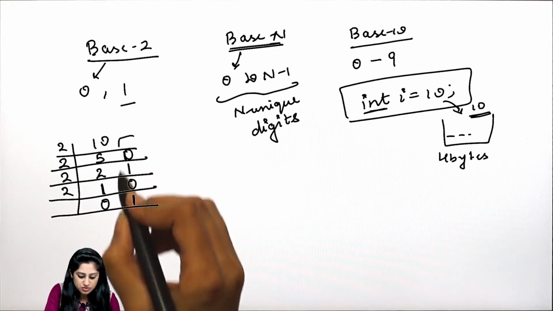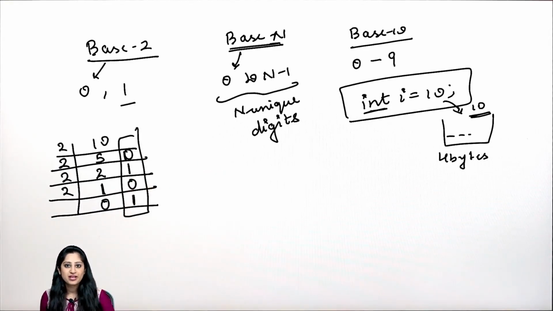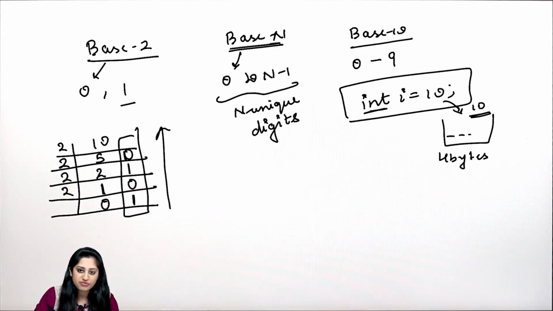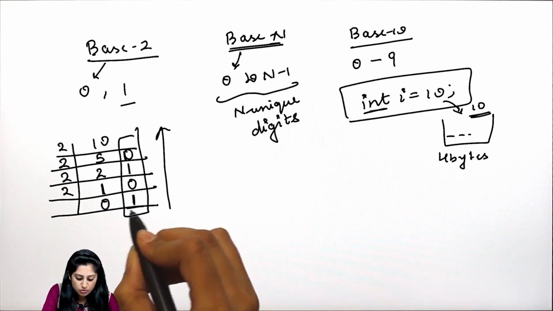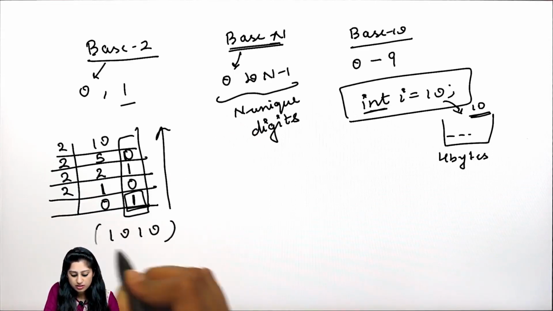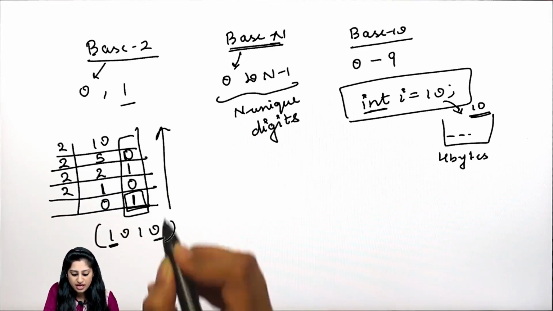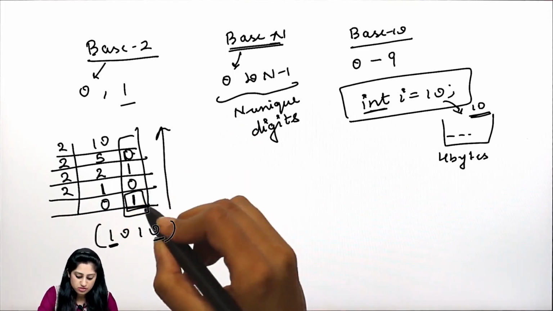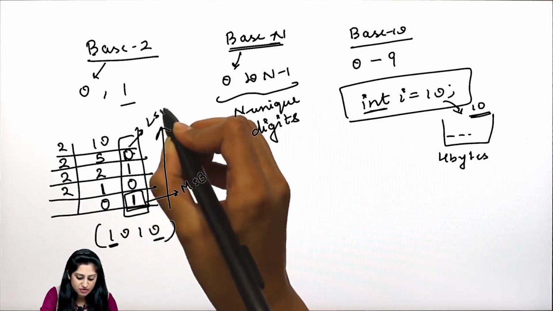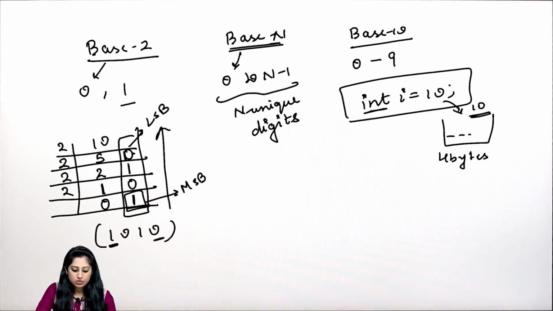Right? So these are the digits which are of importance to me. Now just read them in top to bottom fashion. That means this is the most significant bit, 1010. This is the most significant bit, and this is the least significant bit, right? So 1010 will be the relevant binary representation. This is how you can convert any decimal number to a binary number.